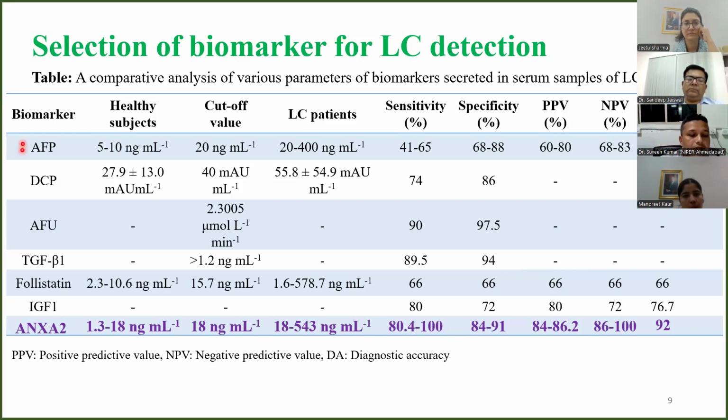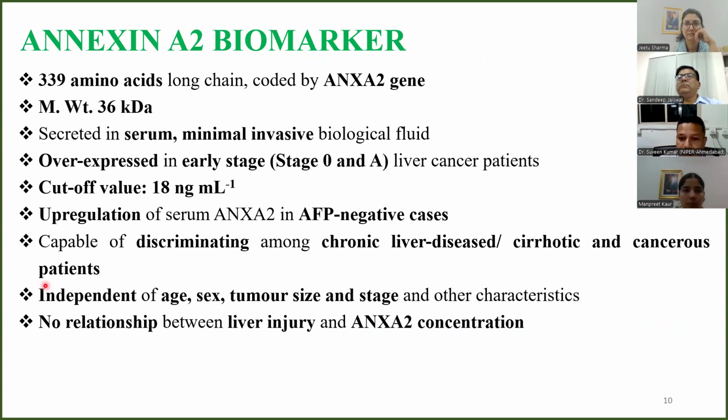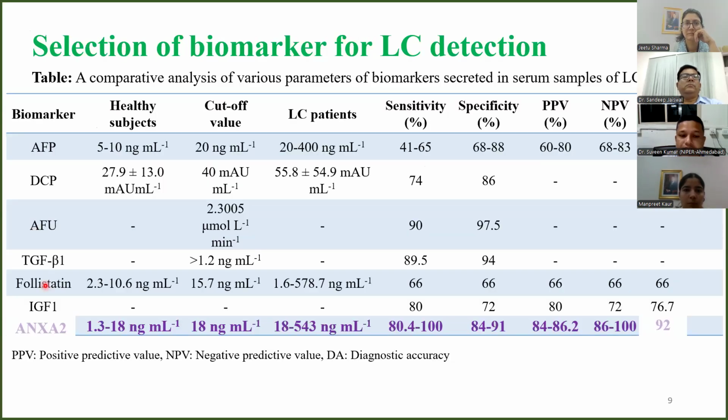So there is AFP, DCP, AFPU, several biomarkers that are secreted. But when we are talking about sensitivity, specificity, PPV value, NPV value, DA, overall the annexin A2 biomarker shows very good properties in terms of all parameters: sensitivity, specificity, PPV, NPV, and DA. Due to this specific property, we have selected this biomarker for liver cancer diagnosis.